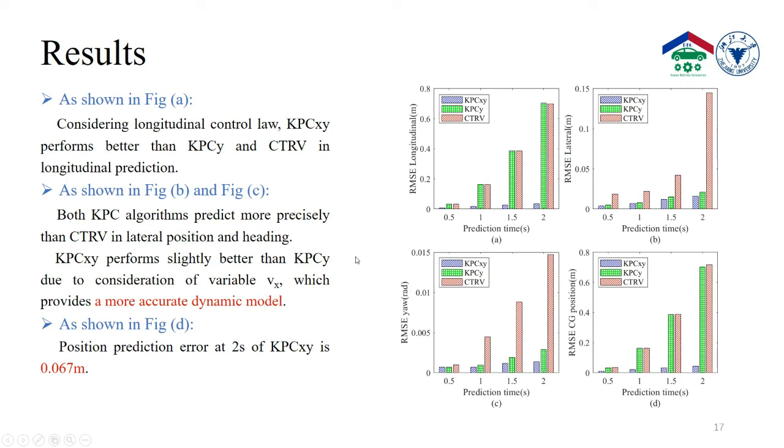This figure shows the root mean square error of the prediction results. As shown in figure A, considering the longitudinal controller, KPCXY performs better than the other two algorithms. As shown in figure B and figure C, both KPC algorithms predict more precisely than CTRV in lateral position and heading, because they consider the lateral control law. Besides, KPC-XY performs slightly better than KPC-Y because it considers the variation of longitudinal velocity, which provides a more accurate dynamic model.